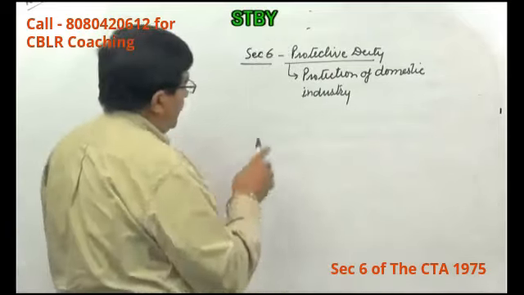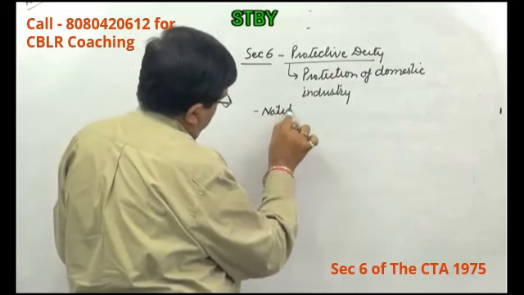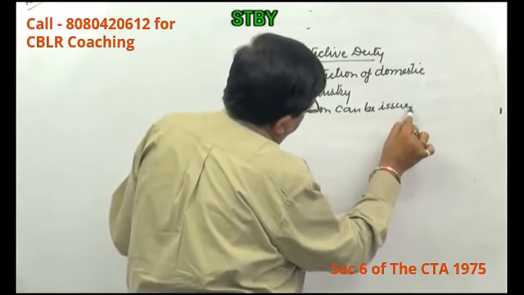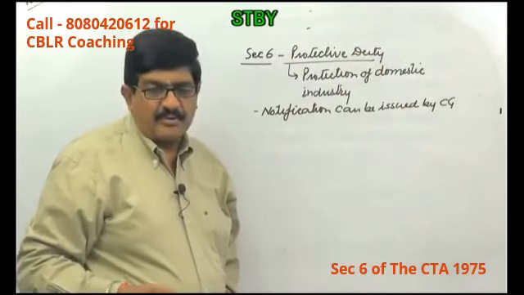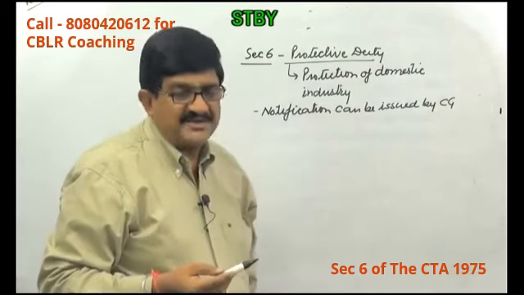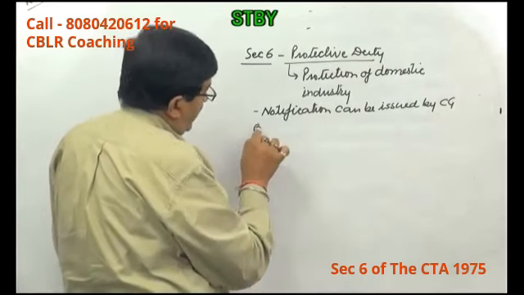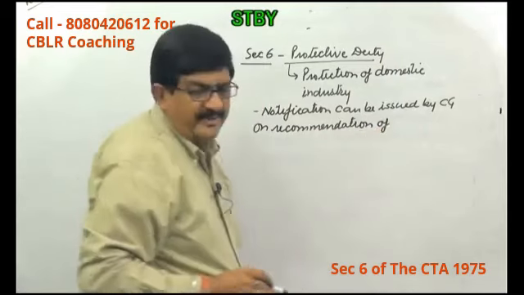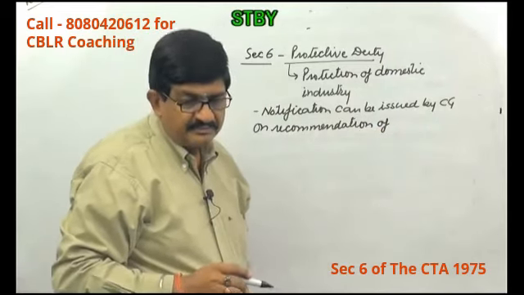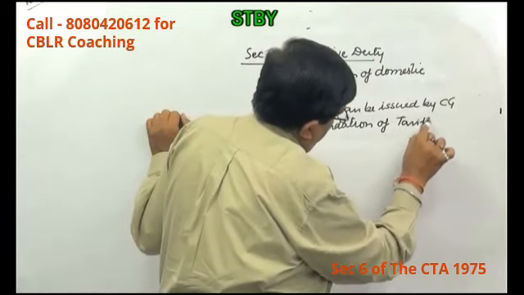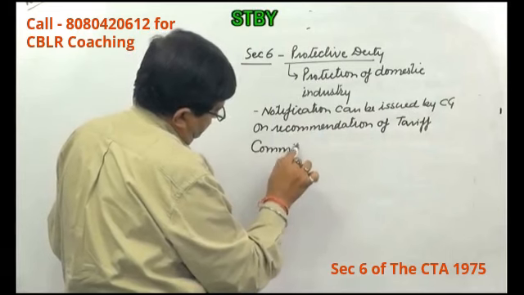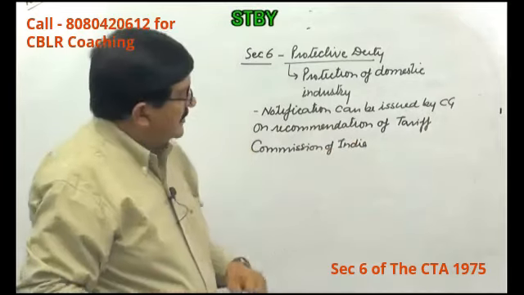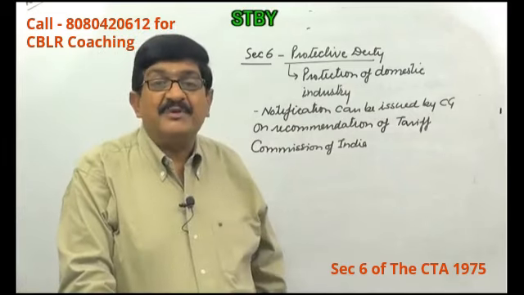So notification can be issued by central government. What is the meaning of central government here? Customs board. CBIC, Central Board of Indirect Taxes and Customs, on a recommendation of, who recommends? Tariff Commission of India. This is the body which determines the rates at which the taxes shall be collected. So Tariff Commission of India recommends to the central government that this tax be levied.